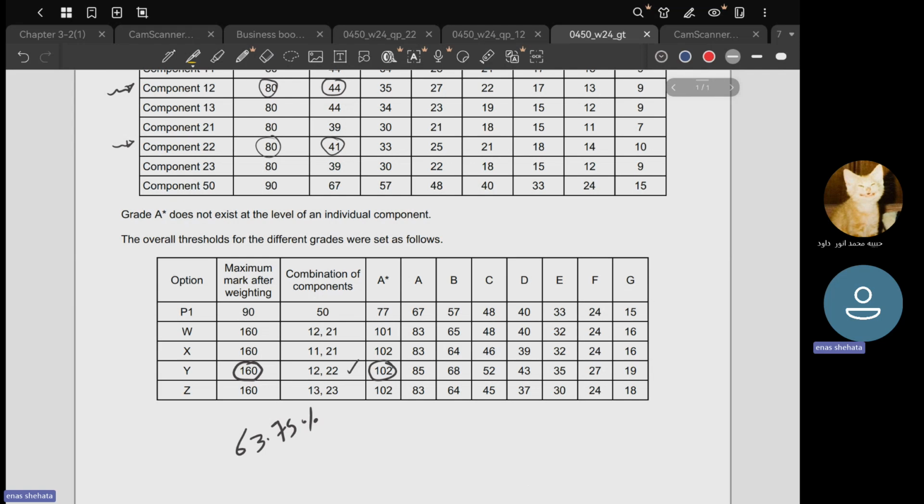But what about the A? 85 out of 160. To get the A, it's 53.125%. Can you imagine? 53% and you will get the A. So the curve in business is very good. And don't listen to people who say that the star is hard in business. No, all my students, alhamdulillah, most, يعني not all طبعا, most of my students got a star, alhamdulillah.